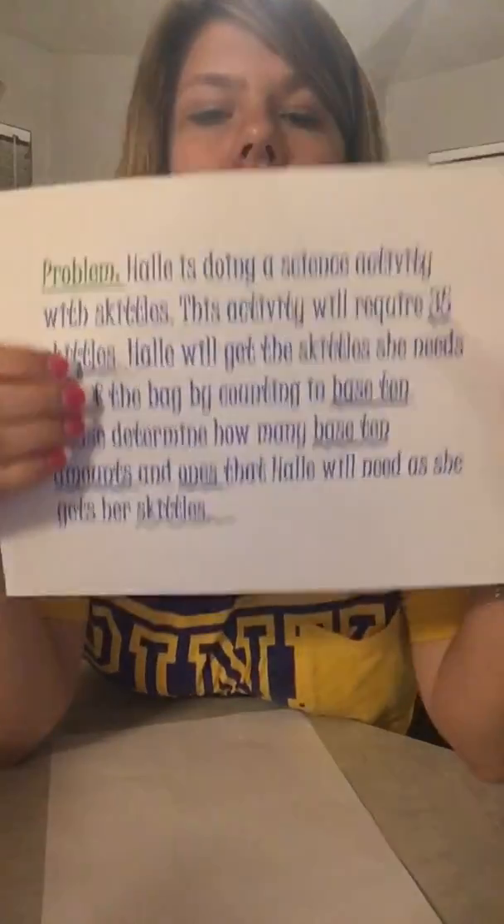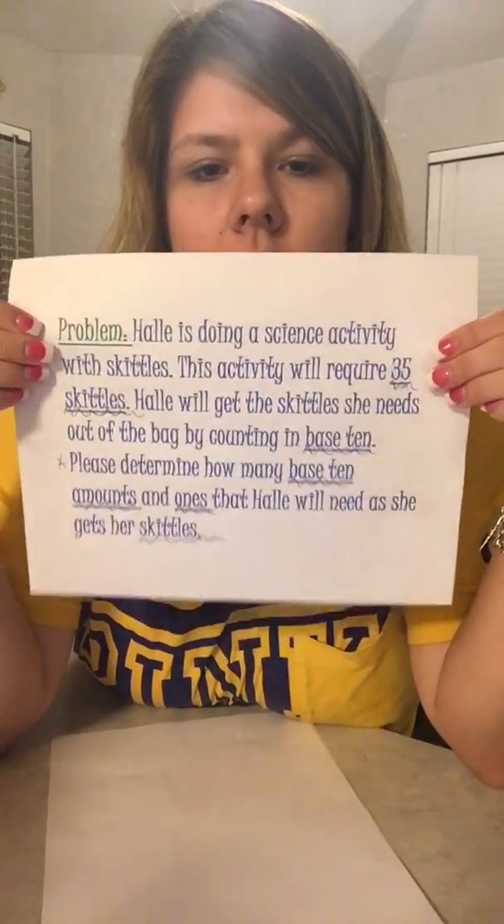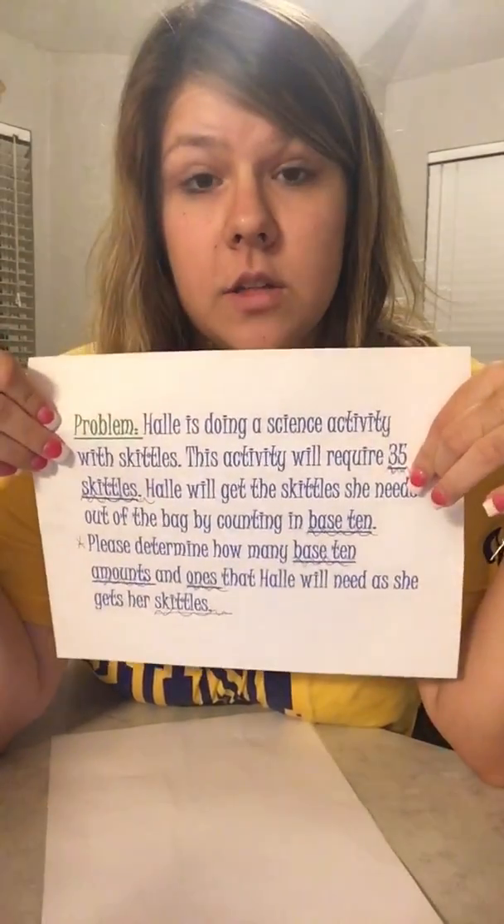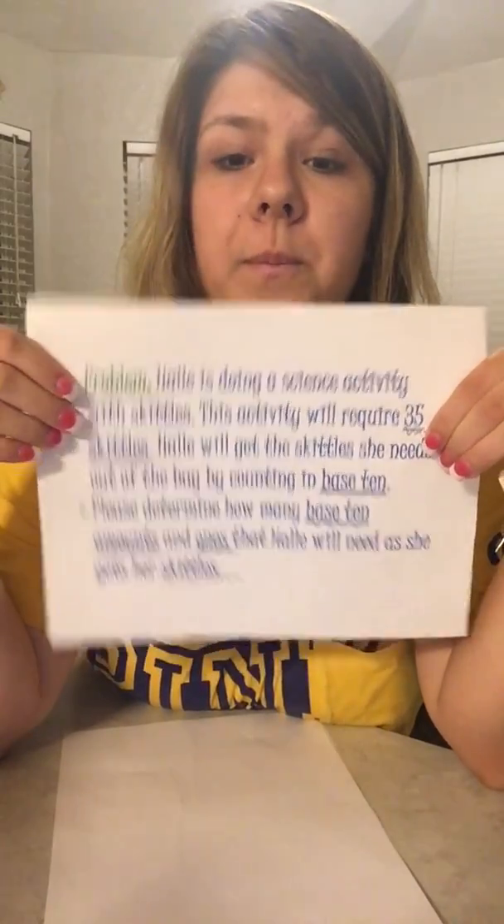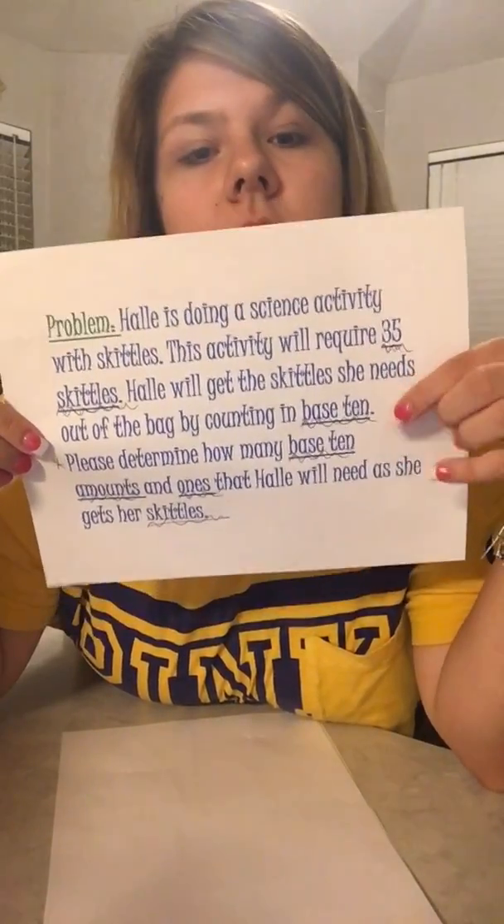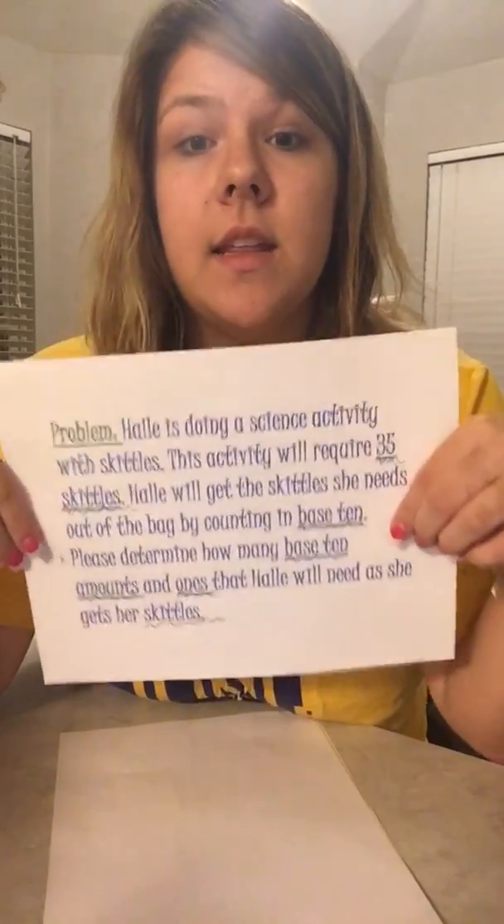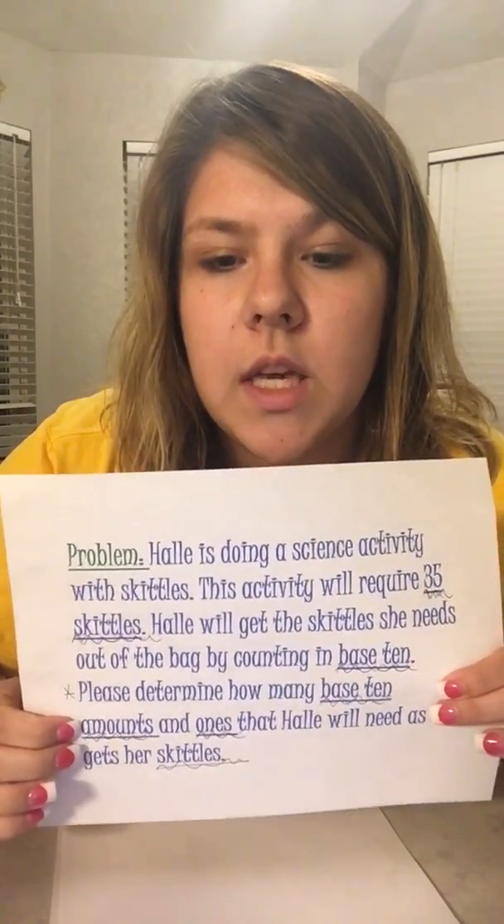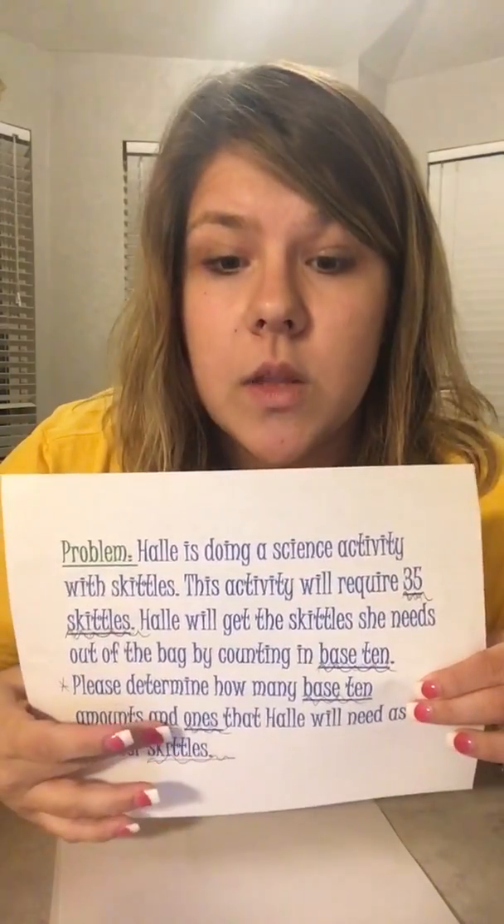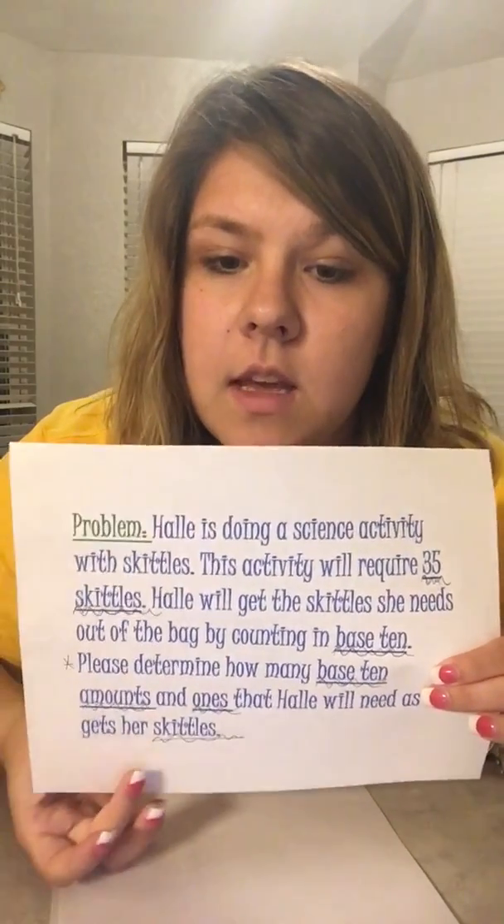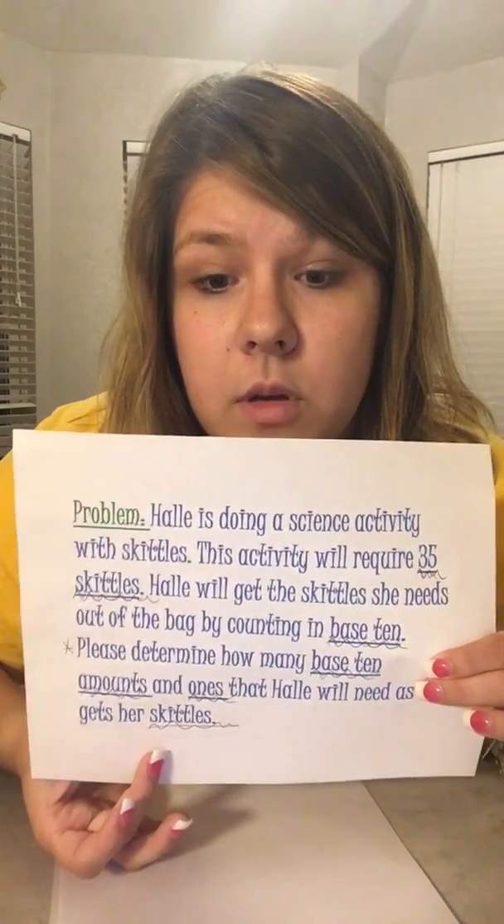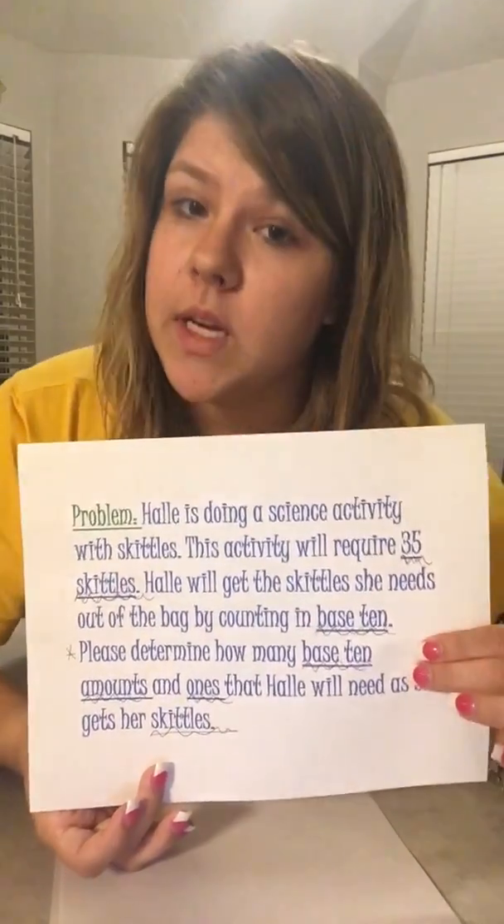So, our meaningful words in this problem are going to be 35 Skittles because that is the total that we are looking for. And we are looking for it using the strategy of base 10 numbers and counting. So we can underline that so we know how we need to count. Okay, and it shows that we are looking for the base 10 amount and the ones amount. And obviously our type of material is Skittles, so we can underline that just so we remember.